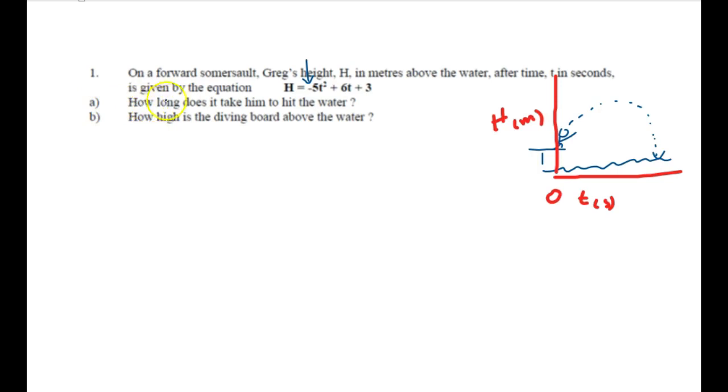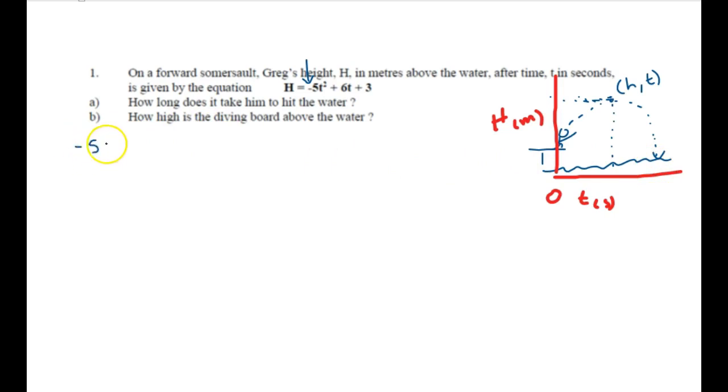So question A, how long does it take him to hit the water? In the last unit, we would have gone through and you would have found the vertex. You could find his maximum height, and the time when he would have reached that. But unfortunately, we wouldn't be able to find out when he hit the water. So the limit from the last unit is that you would get the maximum height and time, but you wouldn't have found out when he hit the water.